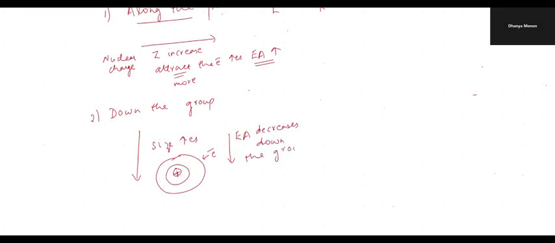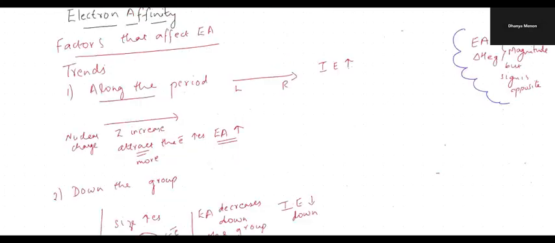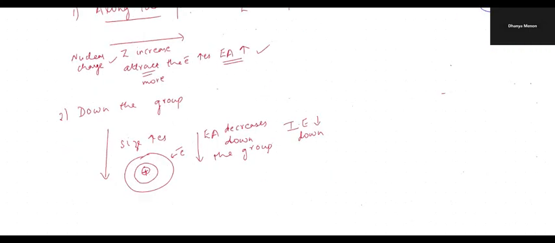Same way we saw, ionization energy also decreases down the group. So along the period, electron affinity increases because of the increase in the nuclear charge. Down the group, electron affinity decreases. Why? Because of the increase in size. And we also saw electron affinity is inversely proportional to size. Hope this is clear.